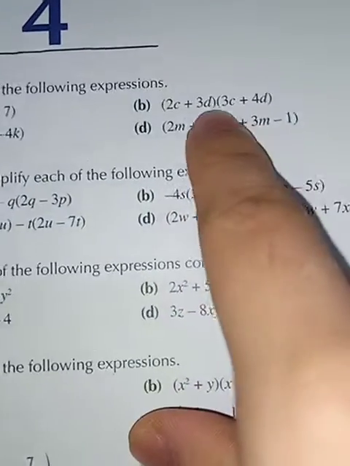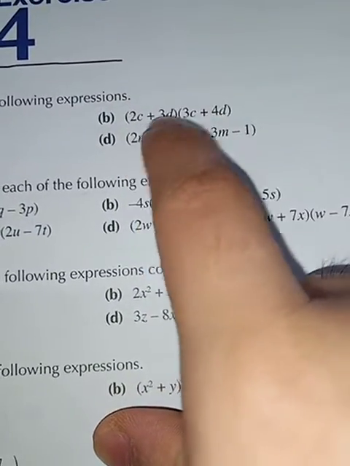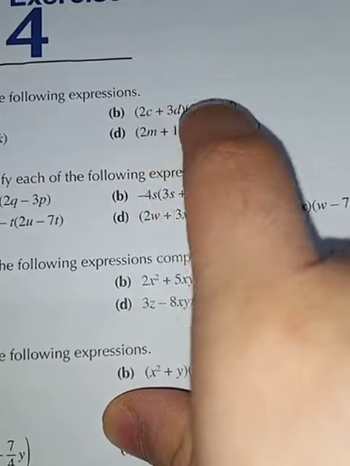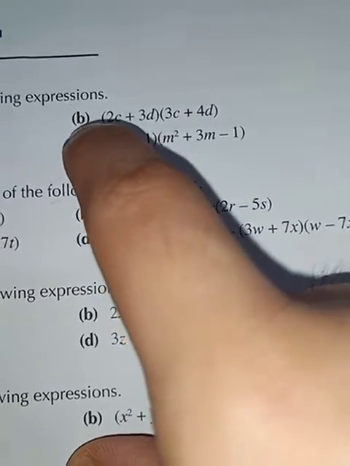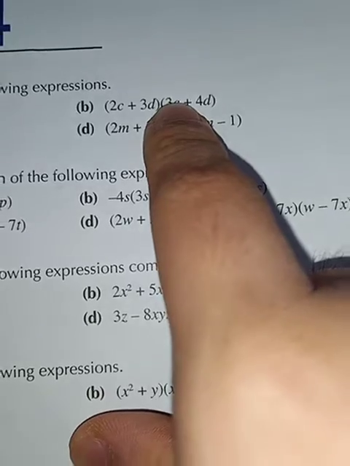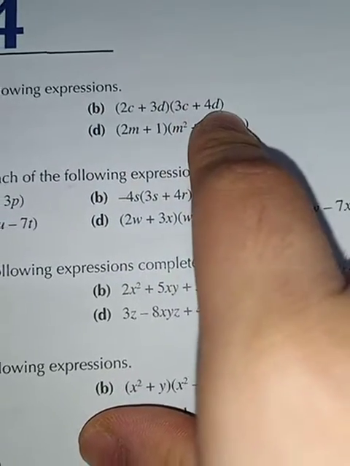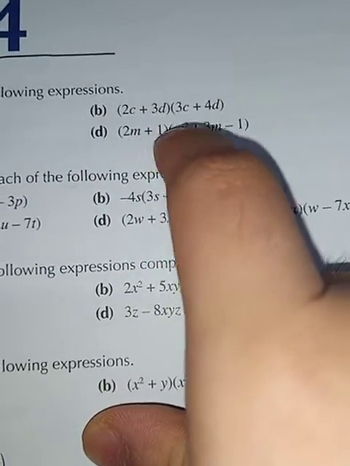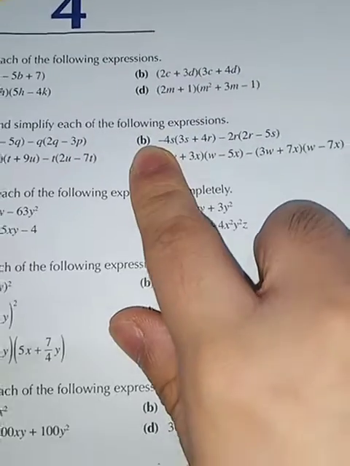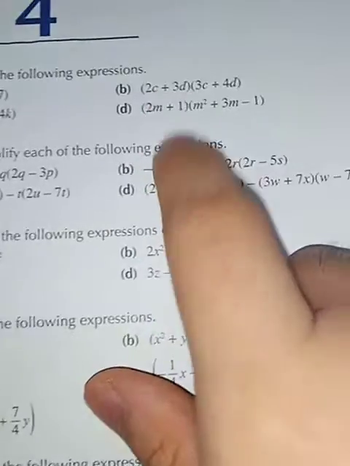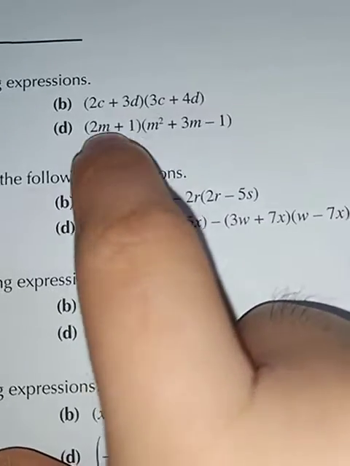Okay, for the one that has 2 brackets here, you just times 1 by 1. So 2c times 3c first, and 2c times 4d, and then 3d times 3c, and then 3d times 4d. Yeah, for this one, part d, it's almost the same thing.